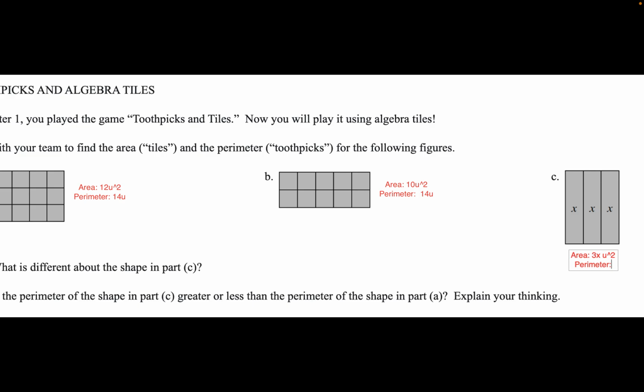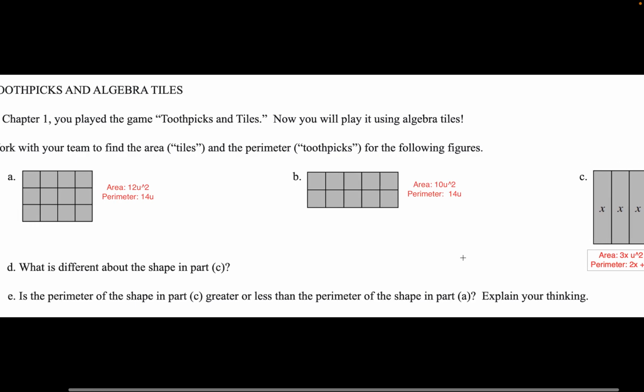Okay, and then the perimeter. This is 1, 2, 3 on the top, 3 on the bottom, and then the sides are x, the left side and the right side are each x. So we have 2 x's, so the perimeter is 2x plus 6. We've got 2 x's, 1 on each side, and then we have 6: 1, 2, 3 on the top, 1, 2, 3 on the bottom.